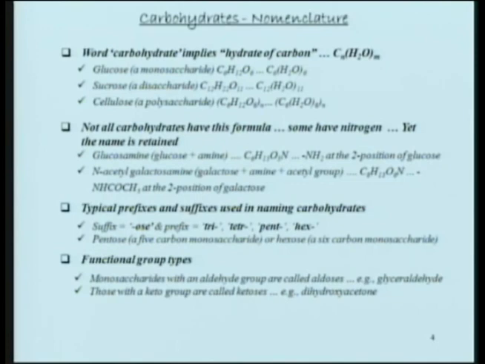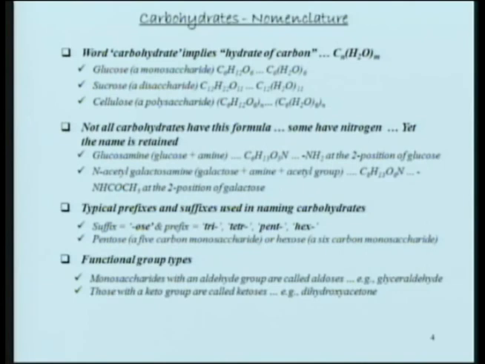Carbohydrates typically have suffixes and prefixes. So most of the time carbohydrates end with an -ose. So glucose, mannose, pentose, things of that sort. Prefixes typically represent the size. For example, tri indicating 3 and hex indicating 6. So in essence, this is how carbohydrates are typically written.